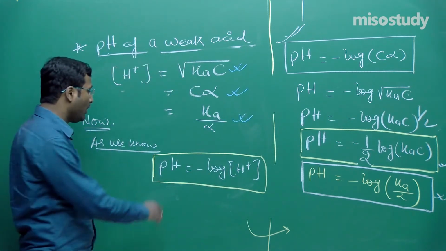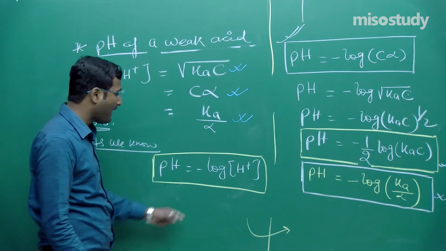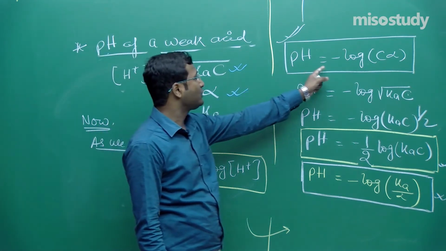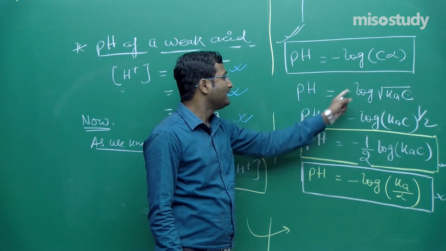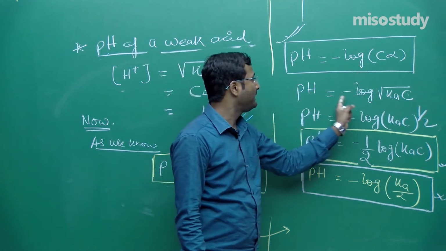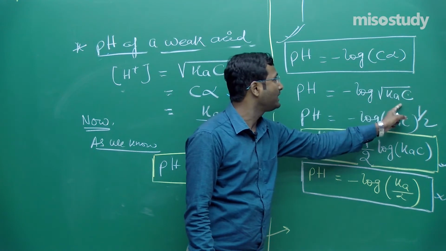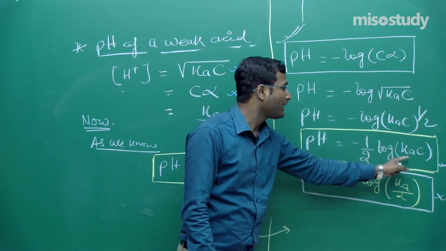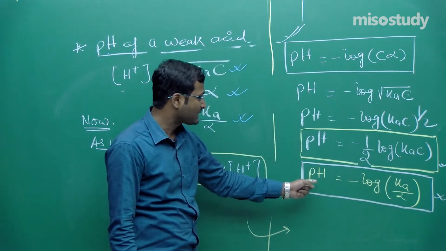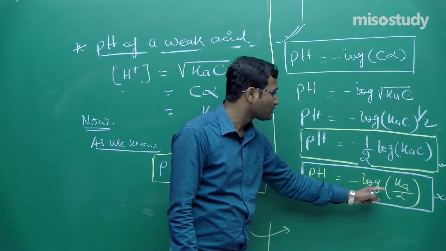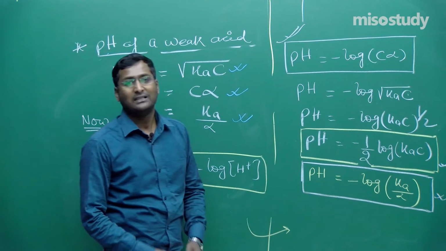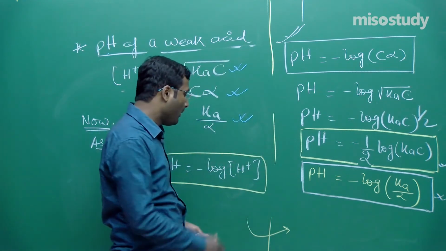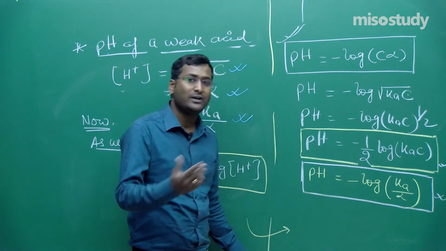Now put this value. As we know, pH is equal to minus log H plus ion concentration. pH is equal to minus log C alpha, then put this value, that is pH is equal to minus log root under Ka upon C. The expression is minus 1 by 2 log Ka upon C, and the next expression, pH is equal to minus log Ka upon alpha. This is a very simple expression. You can easily solve questions related to pH. Now I am moving to the next topic.